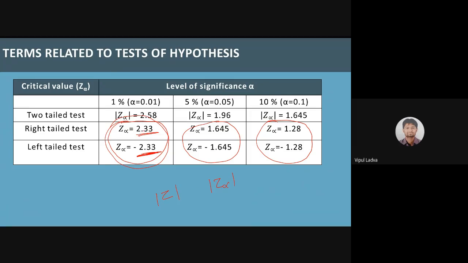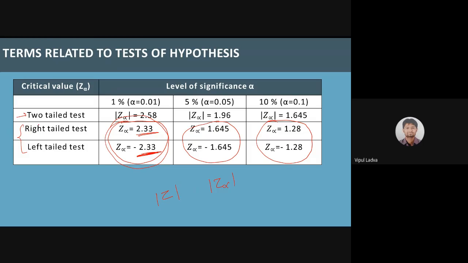Even if you don't remember the positive and negative, there is no issue, because we are going to deal with the absolute value of the Z statistic as well as the critical value. So both these rows include the critical values for the single-sided test, whether it is right tail or left tail.